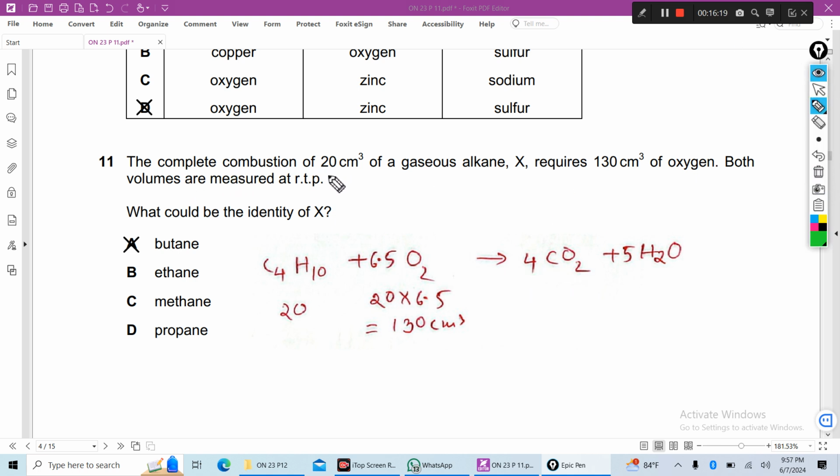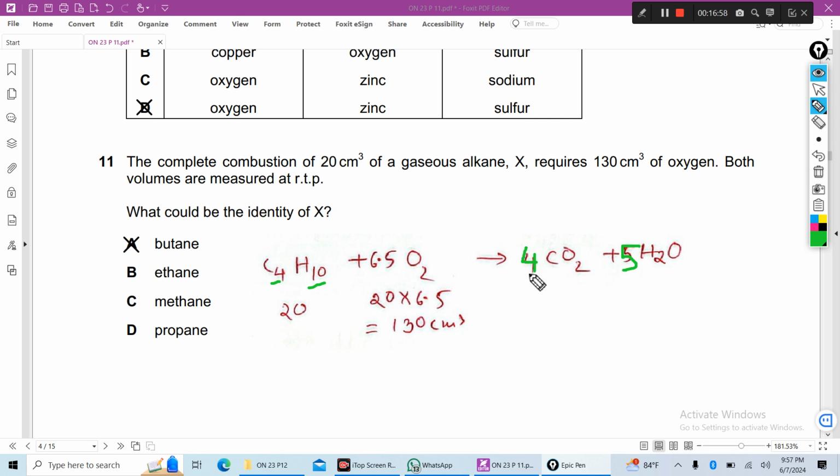The complete combustion of 20 centimeter cube of gaseous alkane X requires 130 centimeter cube of oxygen. Both volumes are measured at RTP, room temperature and pressure. Which could be the identity of X? Now you see the answer is A, butane, C4H10 reacts with oxygen to produce carbon dioxide plus water. So when you write 4 carbon, 4 mole carbon dioxide, 10 hydrogen, 5 mole water.